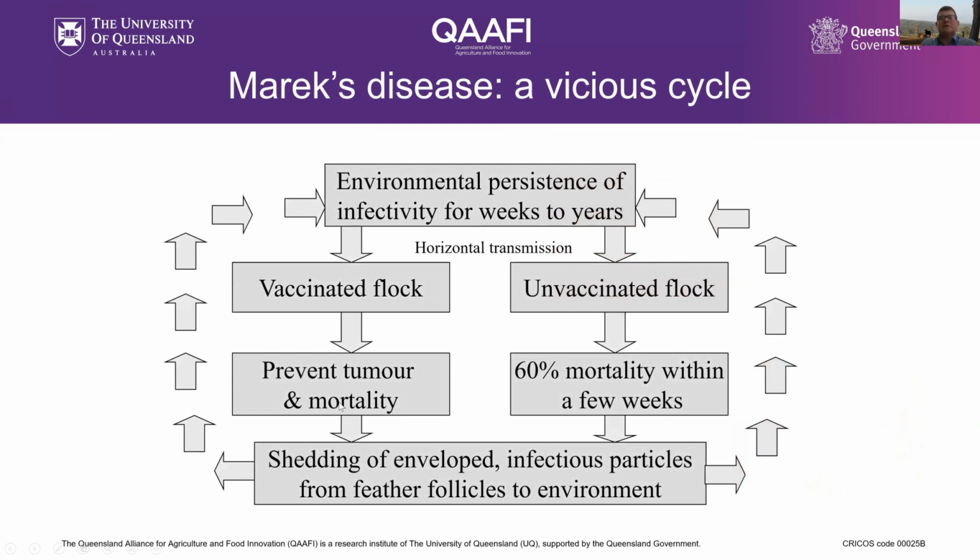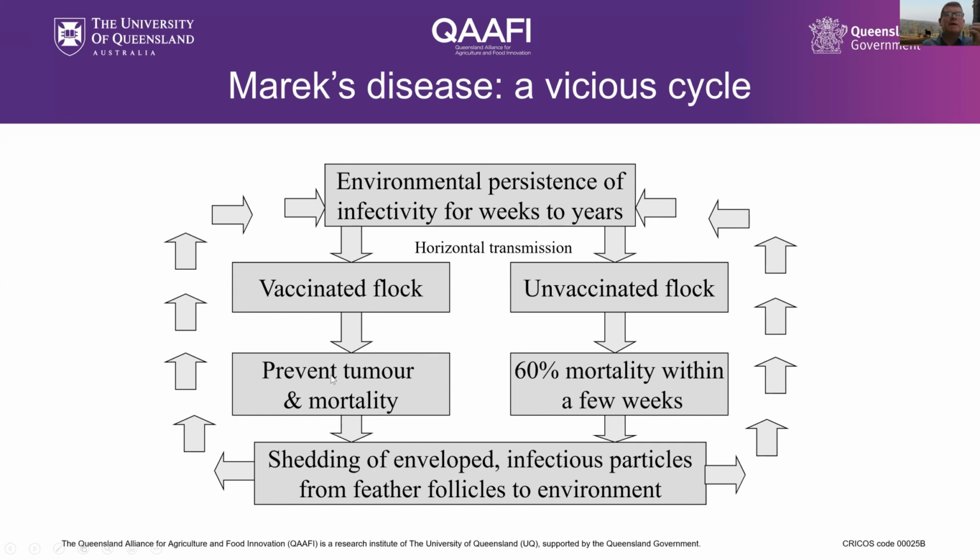So Marek's disease is what I often describe as a vicious cycle. We have a virus that is persistent in the production environment, and it's infectious in the production environment for periods of weeks and sometimes up to years. If you then reintroduce an unvaccinated flock, some strains of the virus will cause up to 60% mortality within a few weeks. And there are probably strains circulating, particularly in North America, where this fatality can be much higher and much quicker. I'll show some examples of that a little bit later. However, if we vaccinate the flock with HVT or one of the other viruses, then we prevent the tumor formation and we prevent this mortality.